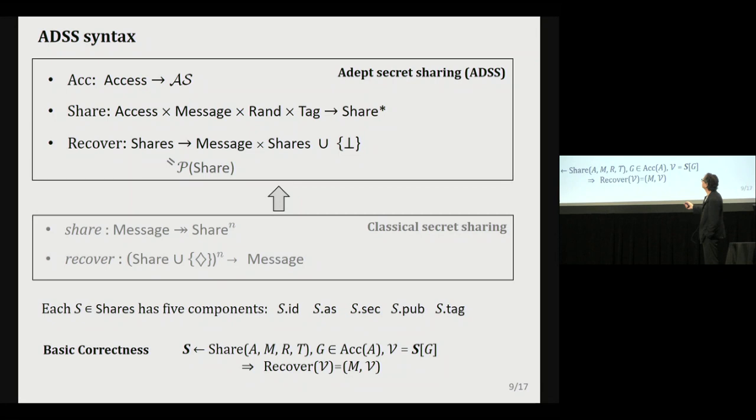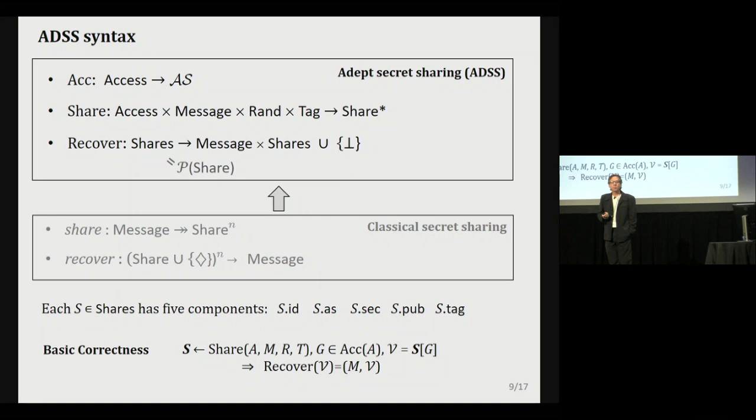The recover algorithm no longer operates on a vector of shares, because again, this doesn't match the human scenario. If a bunch of us get together and try and reconstruct our secret, there's no natural sense in which I am player number two and you are player number three. We're a set of people, and the underlying syntax needs to reflect that difference. Given this set of shares, we want you to recover not only the underlying message, but also to identify which shares are bad and which shares are good. This will be important in making the other security properties meaningful.